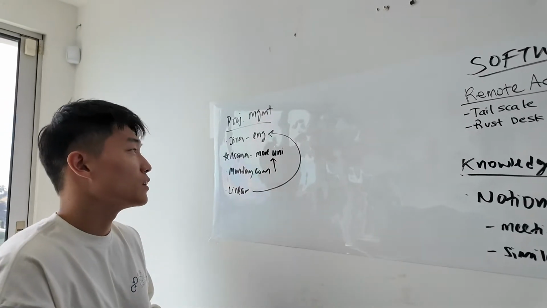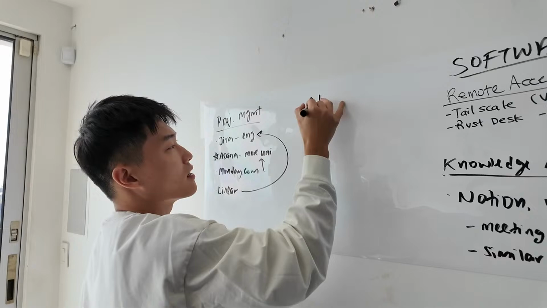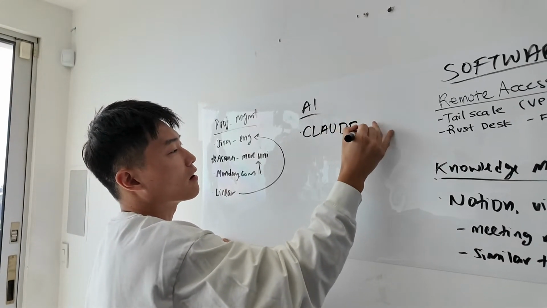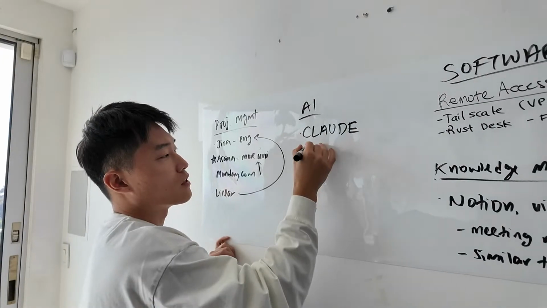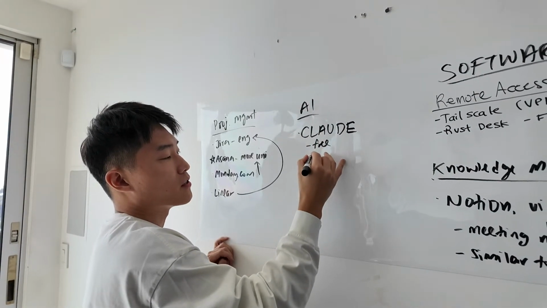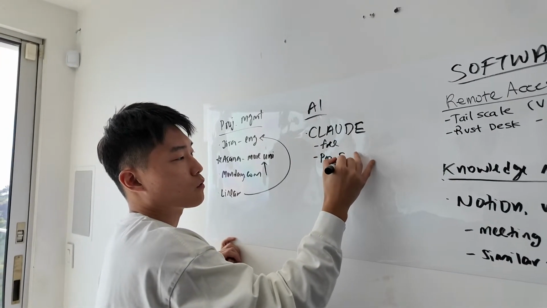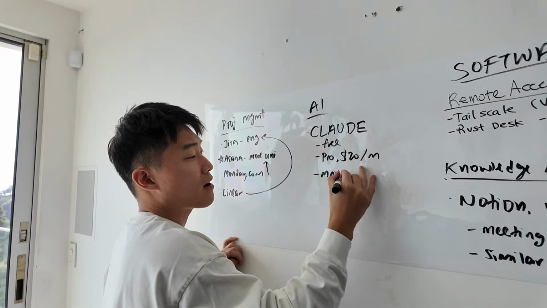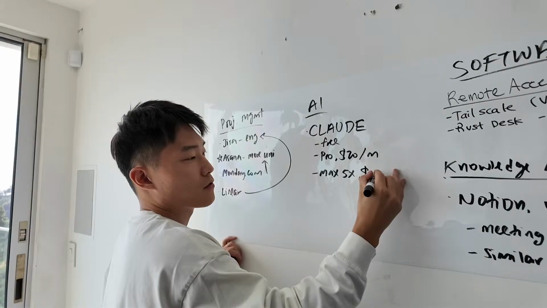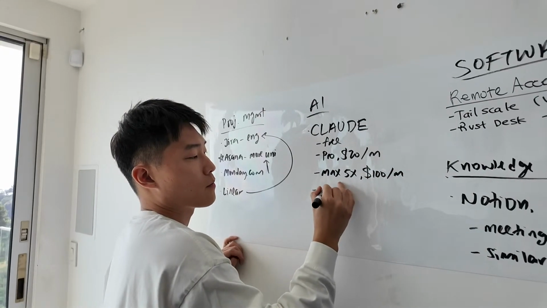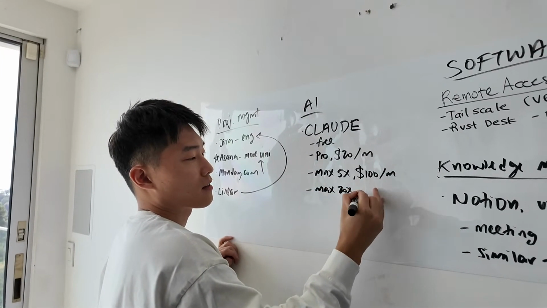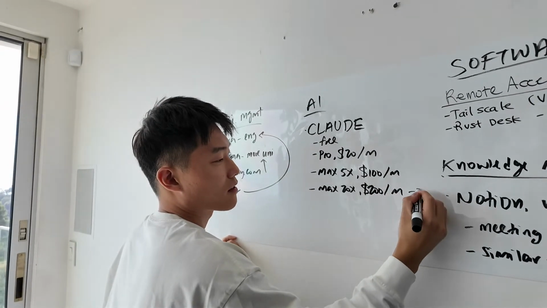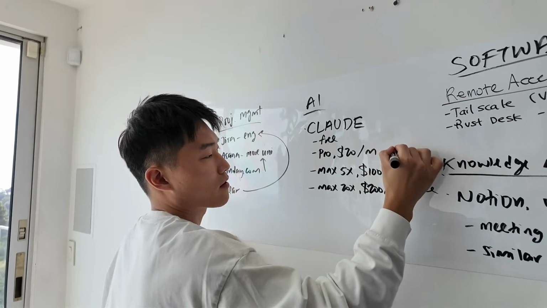Sure. And then obviously there's AI, and our main tool is Claude, which has free versions, which has Pro, which is 20 a month, which has Max 5x, which is 100 a month, and then there's Max 20x, which is 200 a month, which is what you have. So he's on this. I'm on this.